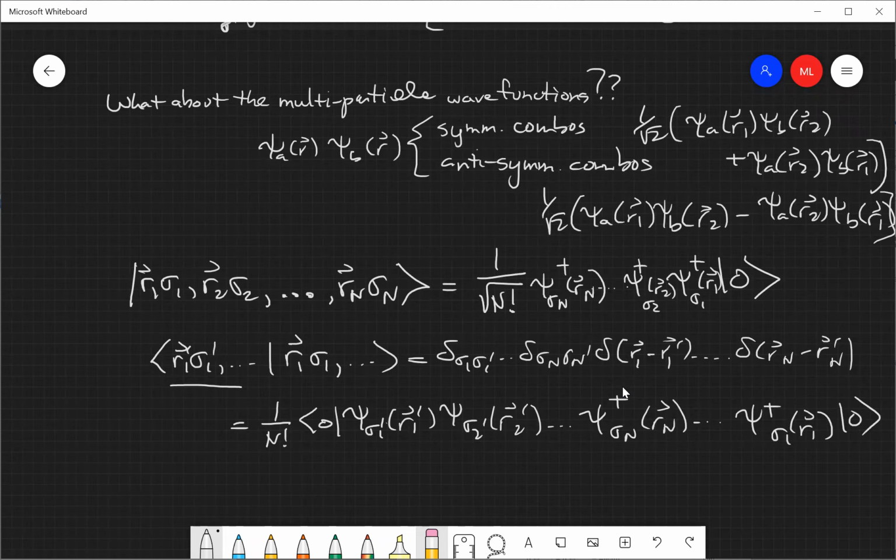But look at this. It's just a vacuum expectation value. And I told you, by Wick's theorem, the only terms that survive are all of the pairwise contractions. Those pairwise contractions will just give you delta functions. And in fact, there will be n factorial of them. You can convince yourself that that's the case.